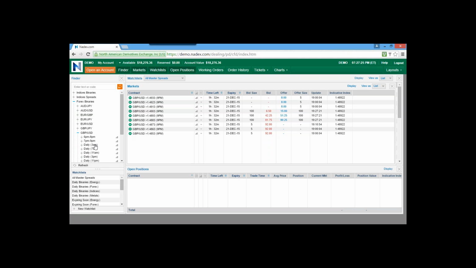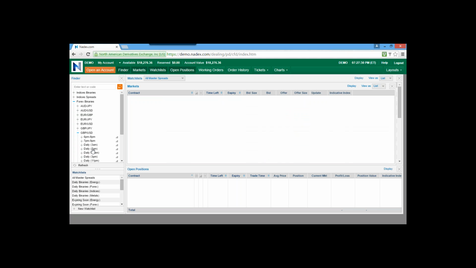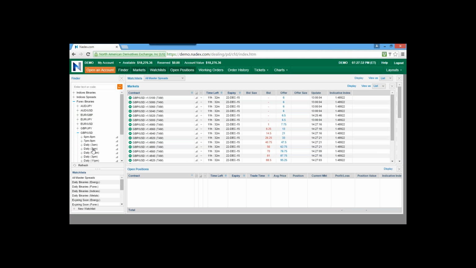What about some that expire in the middle of the night at 3 a.m.? Or let's even look at some that are tomorrow at 7 a.m., hours and hours out. Okay.